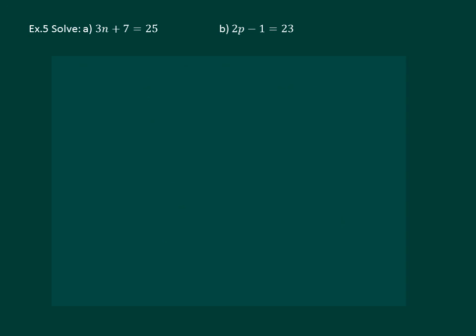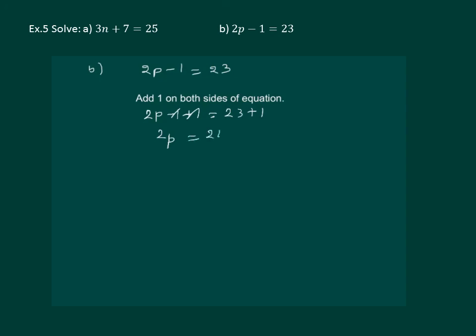Now the second part of the same question is to solve 2p minus 1 equal to 23. First thing, we will remove this 1. For that, let us add 1 on both sides of the equation. We get 2p minus 1 plus 1 equal to 23 plus 1. That is, minus 1 plus 1 will give us 0, so they are getting cancelled. We get 2p is equal to 24.